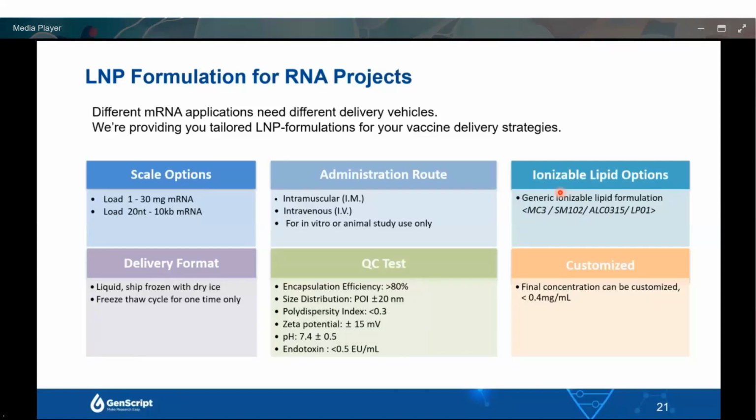So after the mRNA is produced, we need the last step, which is the LNP package. Here are the options for our services, because different mRNA applications need different delivery vehicles, and we're providing you tailored LNP formulations for your vaccine delivery strategies.